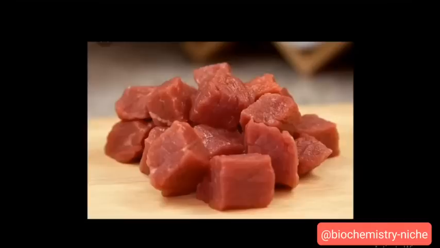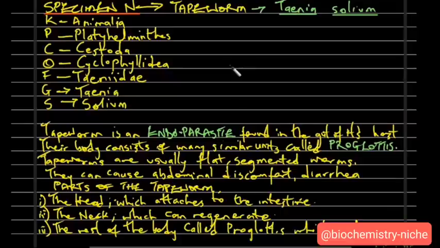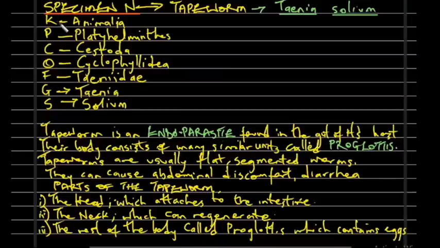So that is basically what the fresh meat looks like. So we move over to the next specimen now, which is specimen N. The specimen N now is a tapeworm, Taenia solium, and we have its classification in this format here.